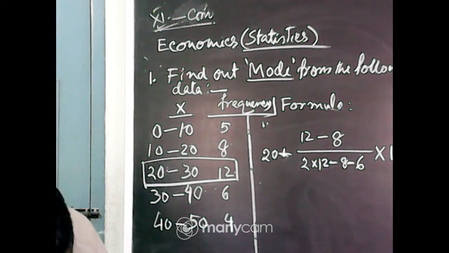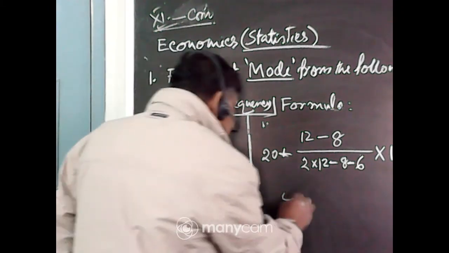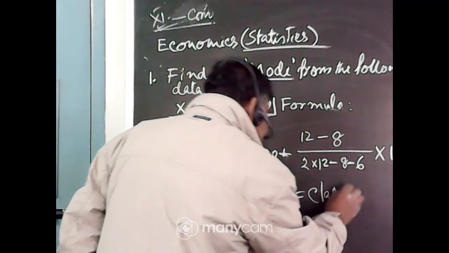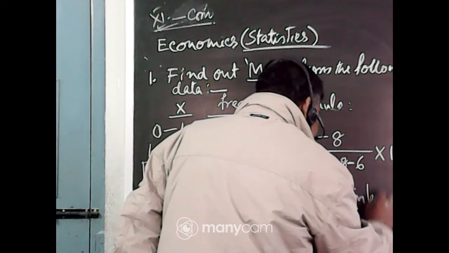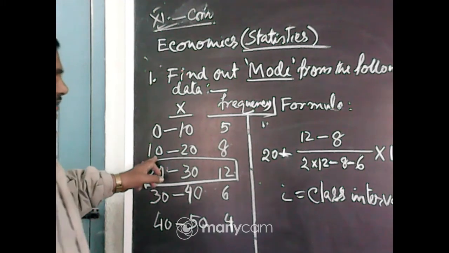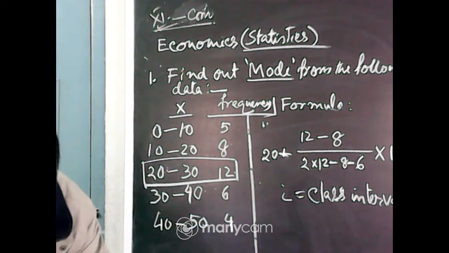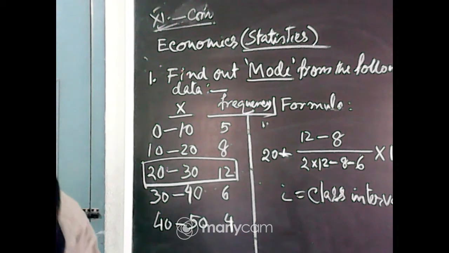Sir, what you have written in the place of I? I means class interval, 10. Zero to 10, 10 to 20, difference is 10. This is class interval. So 10 is the class interval. Am I clear? 10 is the class interval, place of I. Is it clear?